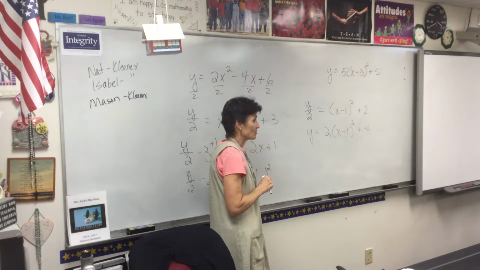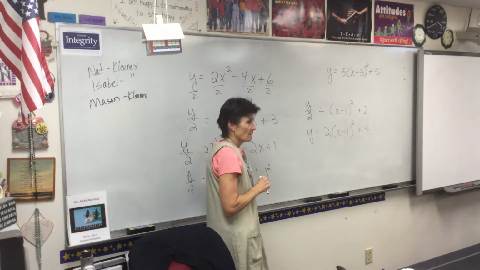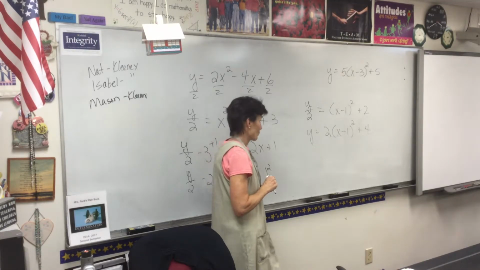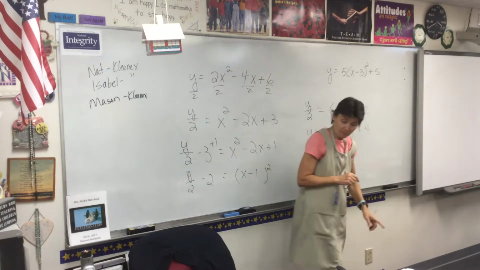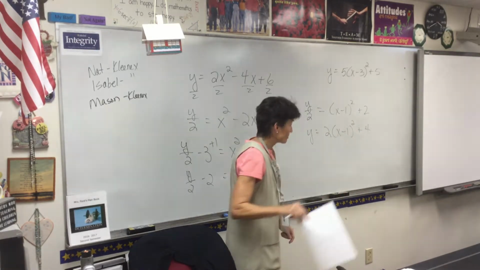All right, do we all have our lanyards on? Vertex is 1, 4. The vertex would be 1, 4. Does it ask me for that? Yes. So there's our vertex form.